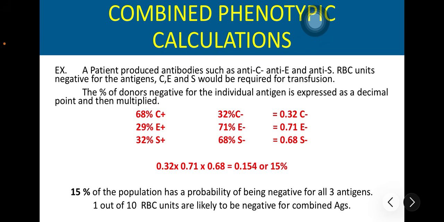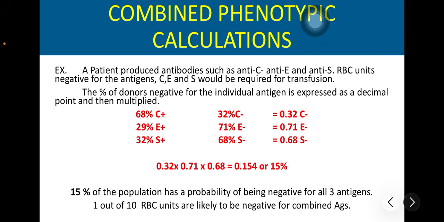Based on the AABB technical manual, the portion of the population that contains the C positive antigen is 68%. We are looking for the portion of the population that has no C antigen. So if 68% is C positive, then 32% is C negative. Then E positive is 29%, E negative is 71%, S positive is 32%, S negative is 68%. Next is to convert them to decimals. So C negative 32% will be equal to 0.32, E negative 71% will be 0.71, S negative 68% will be 0.68.